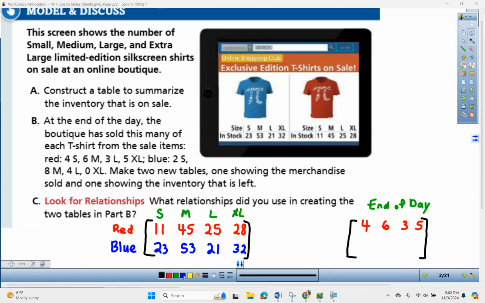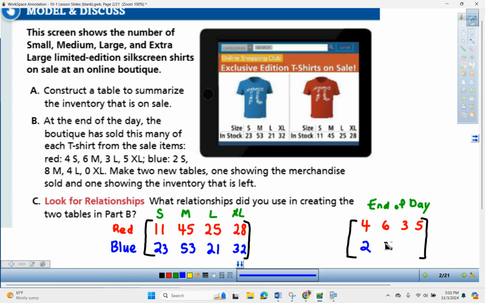Why did I do it that way? Now let's finish up what they have here. For the blue ones, it says 2 smalls. Can I put that 2 anywhere? No, it needs to go in this column because previously we had agreed that this column would be small. So I can't just put that 2 anywhere I want to. And then we got 8 mediums.